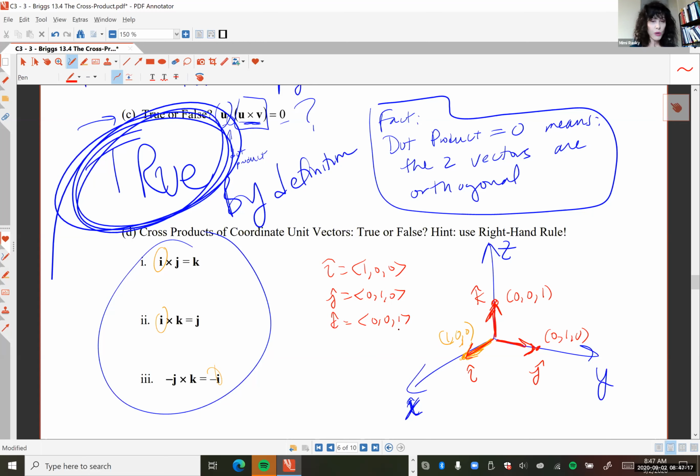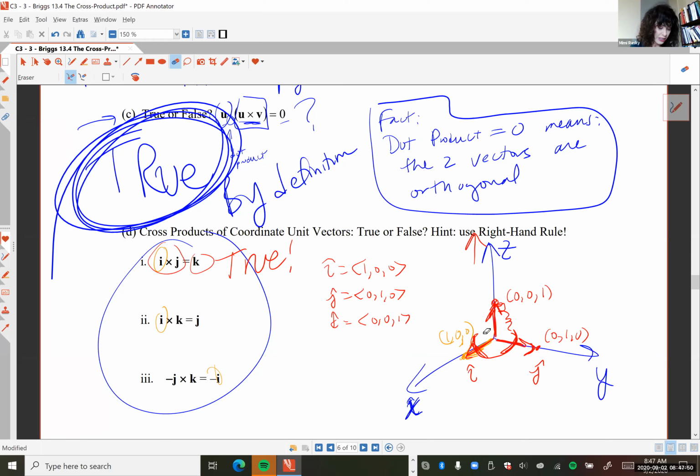Using your right hand, if you took the cross product of i and j, would you get the standard unit vector k? Yes or no? If you imagine your fingers curling through i first and then through j, and then you make a fist, your thumb is pointing in the positive z-axis direction. So that is a true statement.